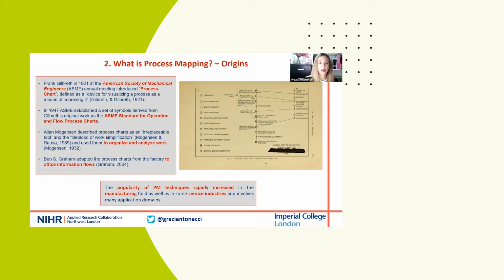Following Gilbert's work, Alan Morgensen described process charts as an irreplaceable tool and the lifeblood of work simplification, and used them to organize and analyze work. Then Morgensen's student, Ben Graham, adapted the process charts from the factory to office information flows. And then the popularity of the process mapping technique has rapidly increased in the manufacturing field as well as in some service industries, and involves many application domains.